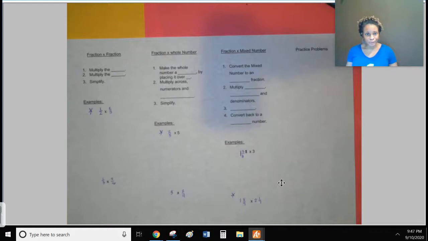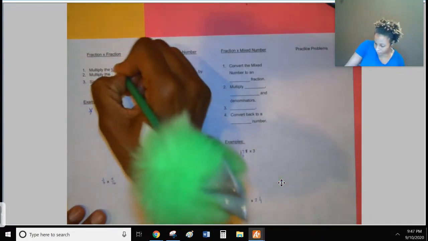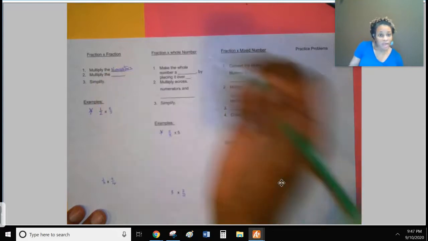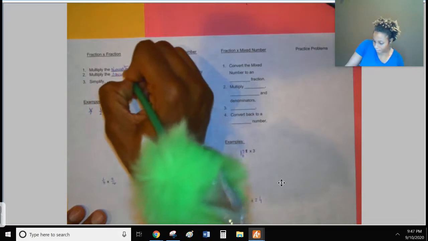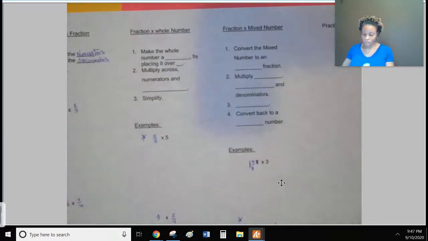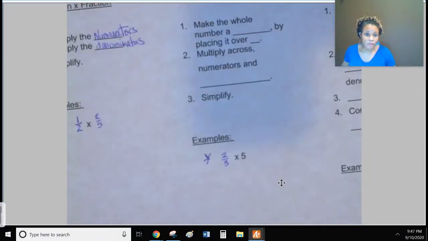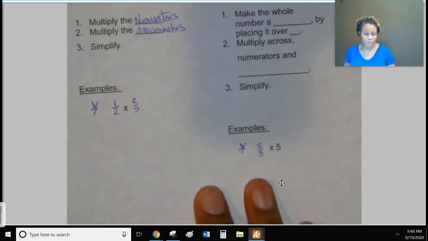So what do you do when you have this? When you have a fraction times a fraction, you just multiply the numerators, and then you multiply the denominators. And then you always remember to simplify. I'm going to zoom in so you guys can see that better. So you would multiply the numerators and multiply the denominators, and simplify. We always want to simplify.